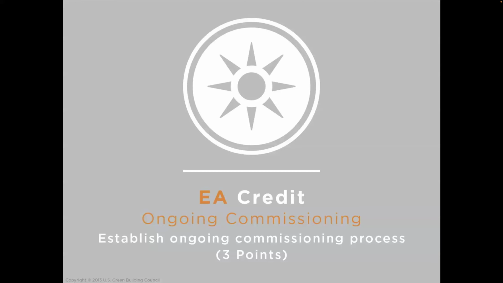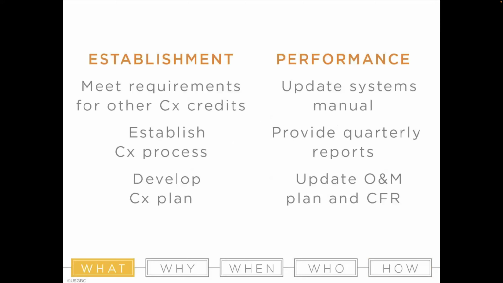And then ongoing commissioning. The previous credits were a one-time thing, but if you actually go all the way, and say, okay, we're going to be doing continuous commissioning, and you establish a process of how you do that, you get 3 additional points. So if you go through this whole process, these points really start to add up. All right, so you have to have done all the previous credits. You've done the analysis, you've done the implementation, and now you're going through the ongoing commissioning. You're updating your system manual, you're doing quarterly reports, you're doing quarterly commissioning, and you're updating your CFR plan.